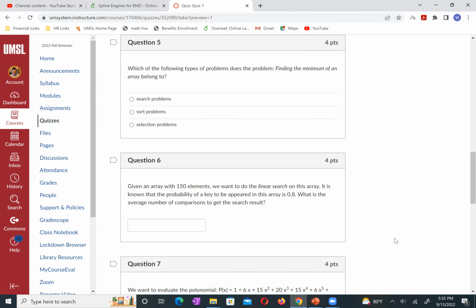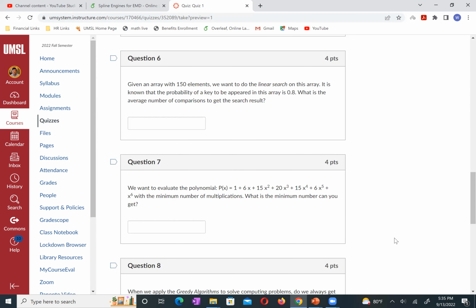Let me explain question number 6. This is about linear search. We have the number of elements, 150, and we also have that probability number, 0.8, the probability that the key appears in the array. And in our notes, we have the formula, right?